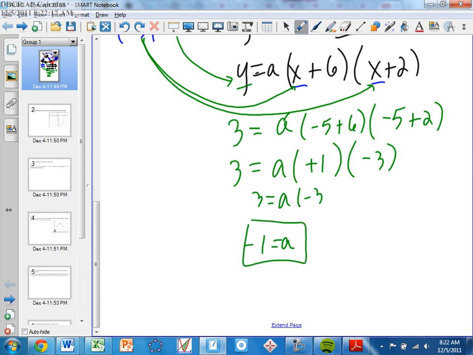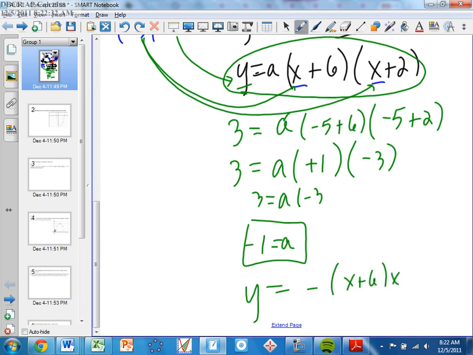And the last step is not to leave that, but to actually write the function. So the final answer for this function, we can use this line that's in black up at the top right here, except just plug in for a. And a is negative 1. So I'm going to write it as negative x plus 6, x plus 2. Okay, and this is my actual final answer here. Again, negative 1, I don't need the 1 in front. I can just put a negative there. Again, negative 1 times the quantity x plus 6 times the quantity x plus 2.